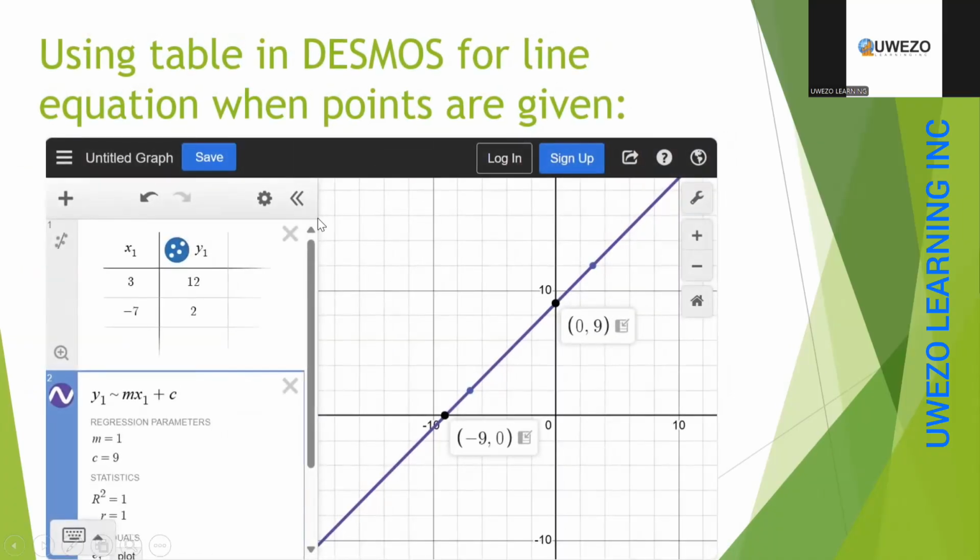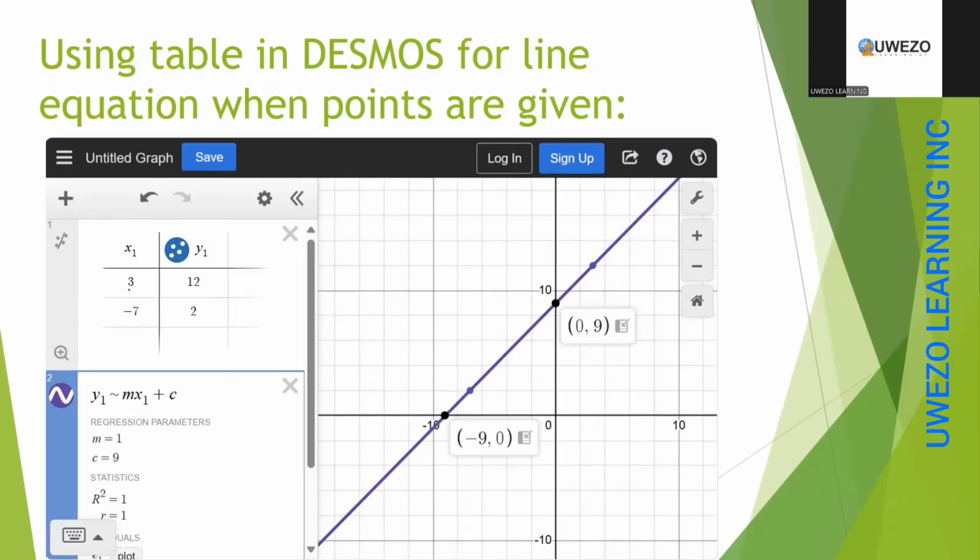Now, we are not given the line equation, but there are some points given on the line. For example, if you consider a line with the points (3, 12) and (-7, 2). So these are the points given to us, (3, 12) and (-7, 2). So we can plot those points in the Desmos table, and Desmos is going to give us the slope value and also the y-intercept present on the line. So that way, we don't have to solve anything. We can simply plot those points in the table and get the corresponding line equation.